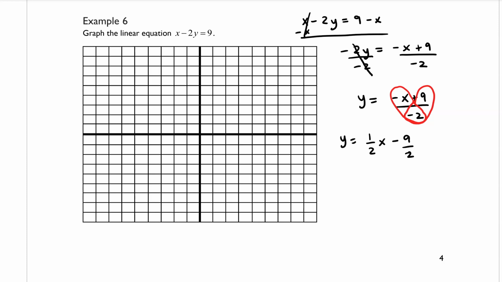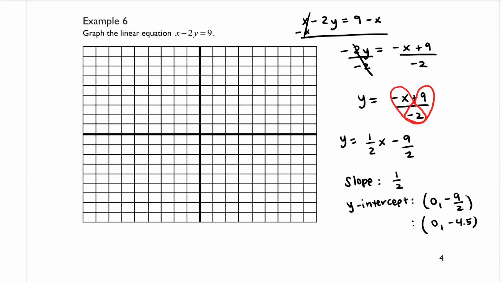Okay, and let's identify the slope and the y-intercept. So our slope is 1/2, and our y-intercept is 0, negative 9/2. And if it helps you, you can also convert that to a decimal. So that's the same thing as 0, negative 4.5.